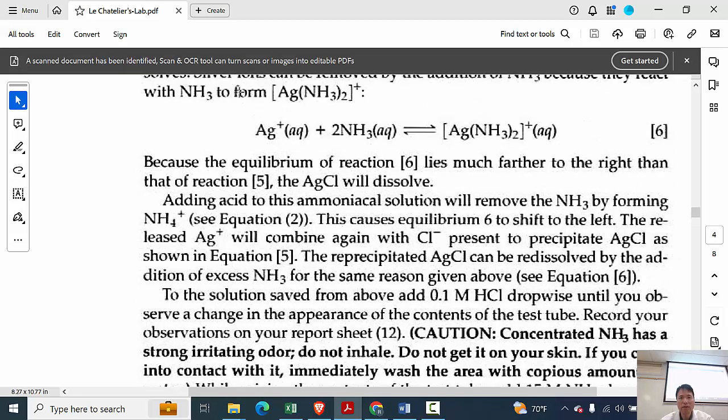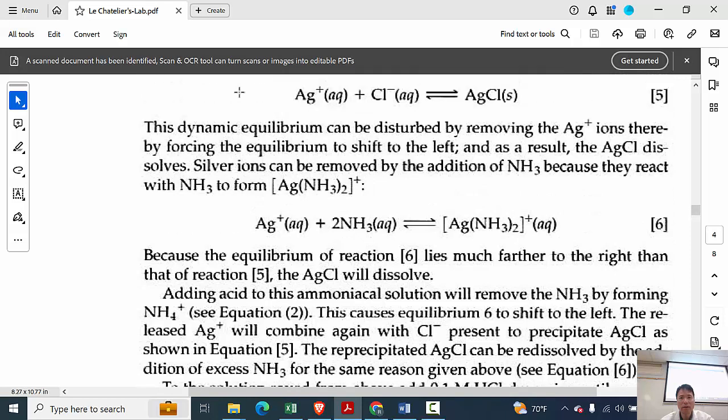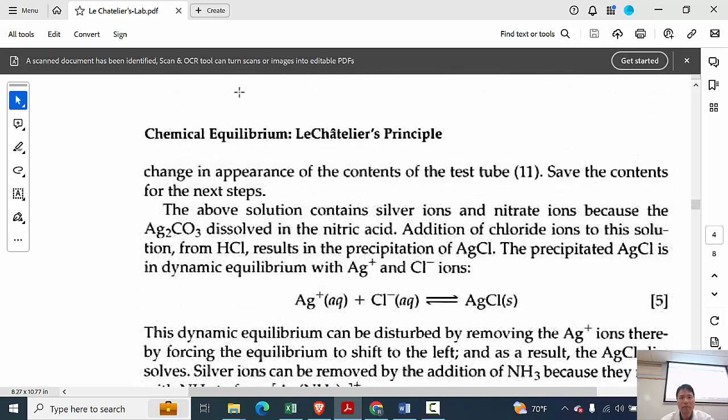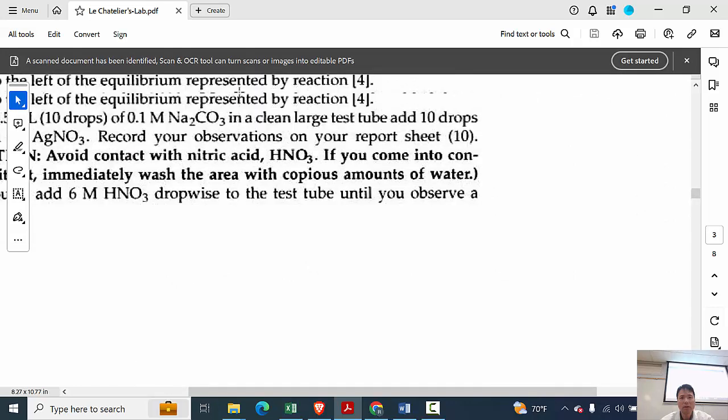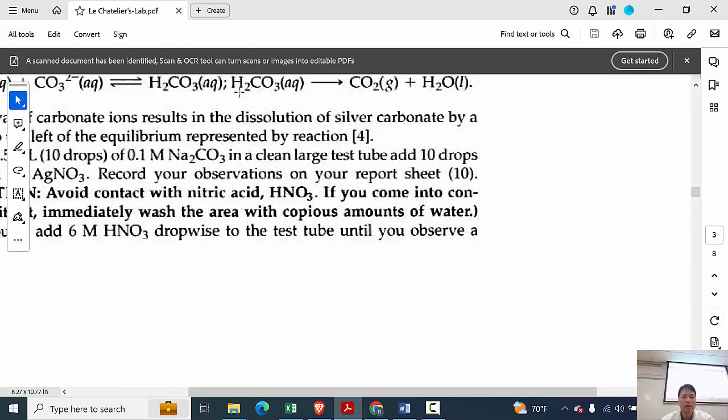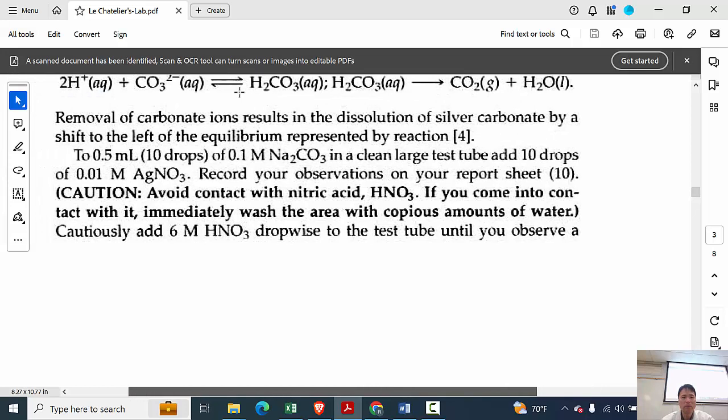So I see 12, 11, and 10. Here we go. To half a milliliter, 10 drops of 0.1 molar sodium carbonate in a clean, large test tube, add 10 drops of 0.01 molar silver nitrate. Record your observations on the report sheet.